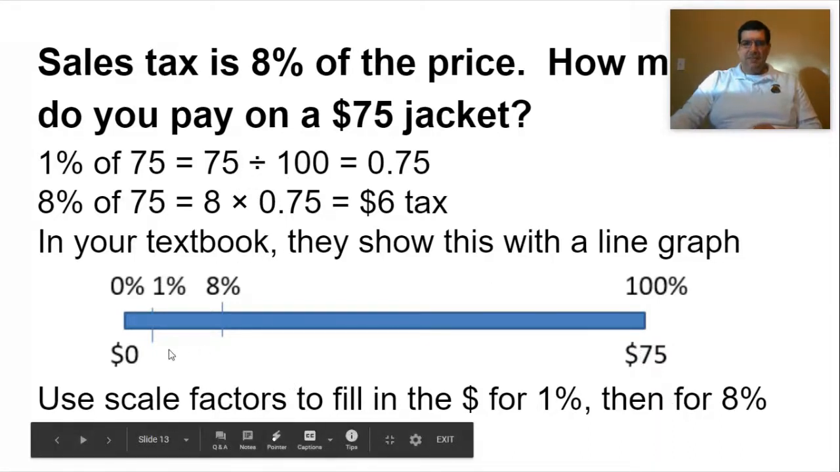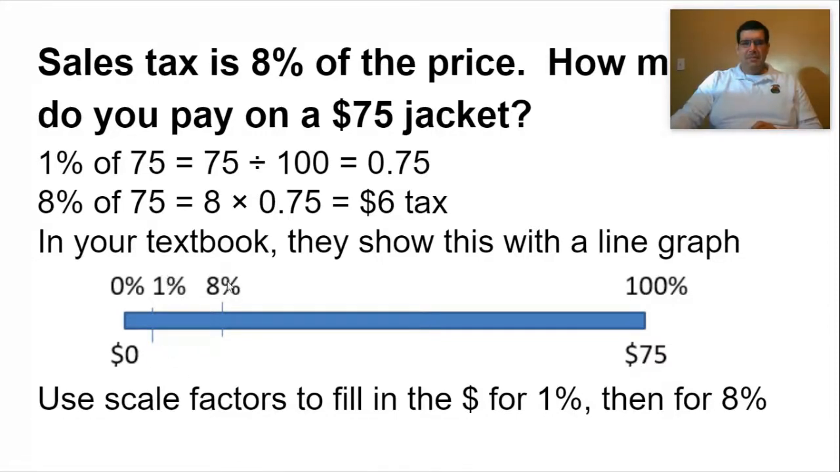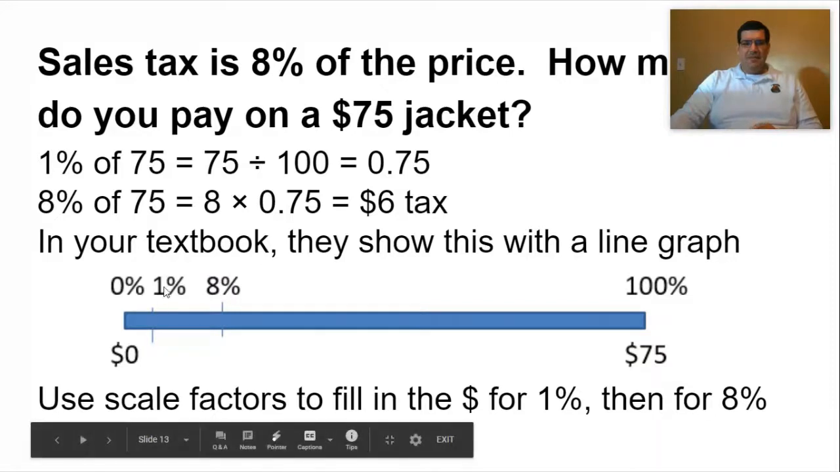And then they use that scale factor and fill in 75 cents here. Then to scale from 1% up to 8%, the scale factor is to multiply by 8, just like we did. And then they would write $6 down here.